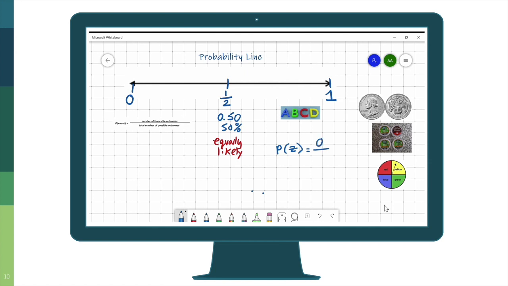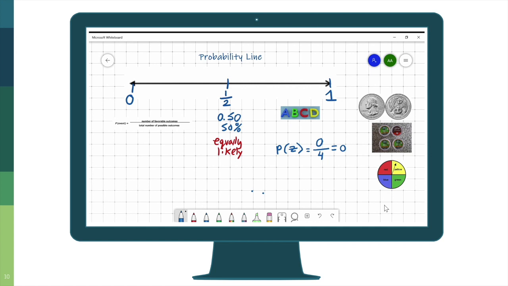So 0 would be written in your numerator. Now the total number of possible outcomes is 4, A, B, C, D. There are 4 total possible outcomes, so that gets written in our denominator. So the probability of selecting a letter Z using our outcomes is 0 out of 4. Now 0 divided by 4 gives us 0. Z does not exist in this set of letters.